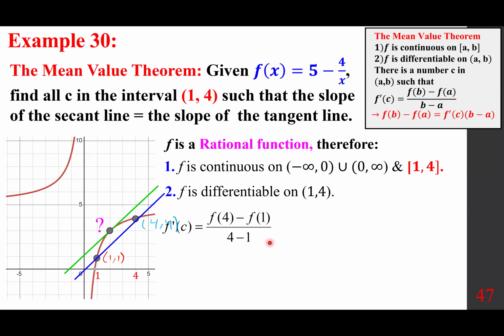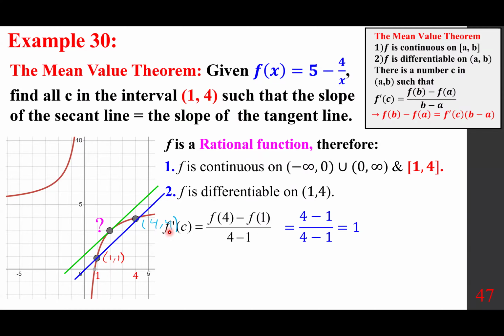And so I've calculated this for you, right? 4 minus 1 over 4 minus 1 is equal to 1, because the y coordinate at 1 is 1, and at 4, the y coordinate is 4. It happened to be the case. And so f prime equals 1.